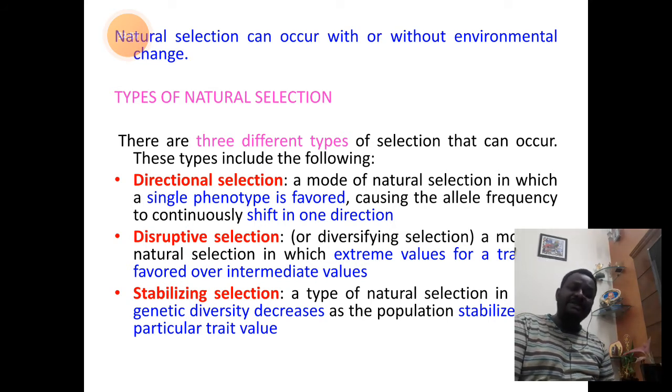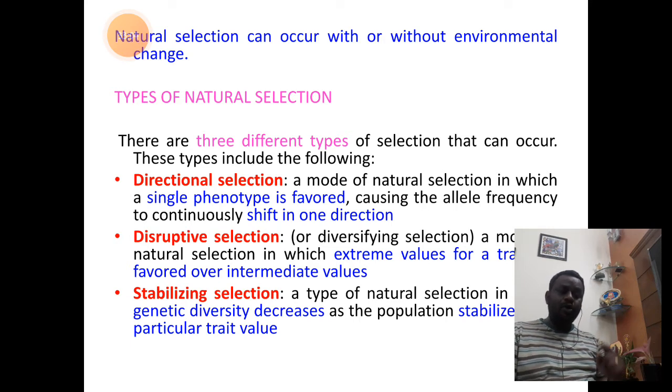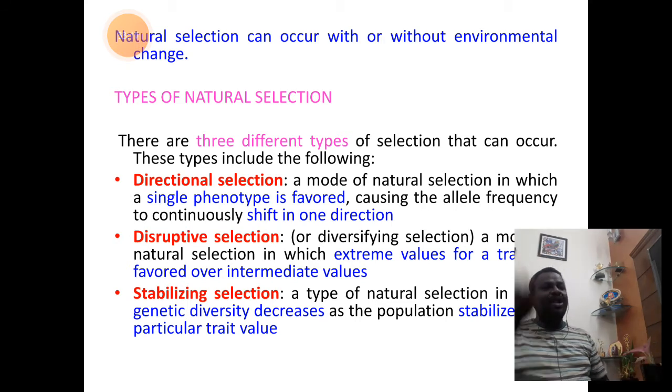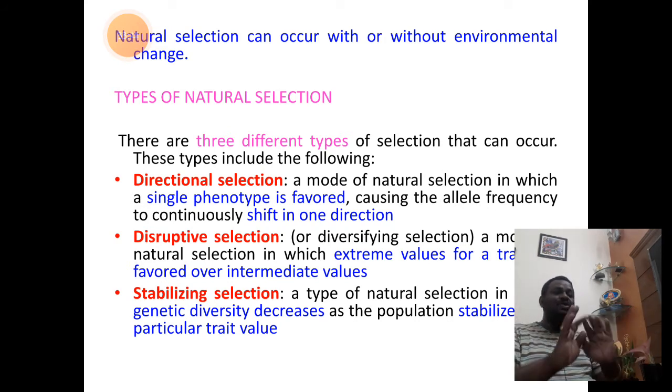The second type is disruptive selection. Here, natural selection will select only the two extremities, but not the middle one. So at the same time, both the extremities, both the ends, will be selected. So tall character is also selected, dwarf character is also selected at the same time. So nature will start eliminating the middle character. So if only one is selected, it is directional selection. If both the extremities are selected, it is disruptive selection.